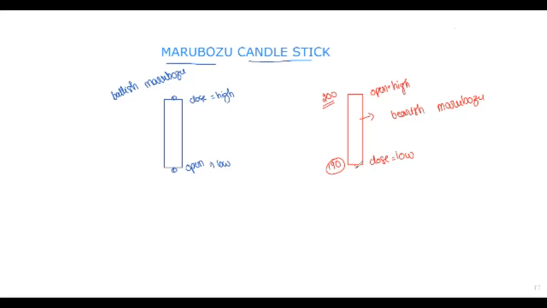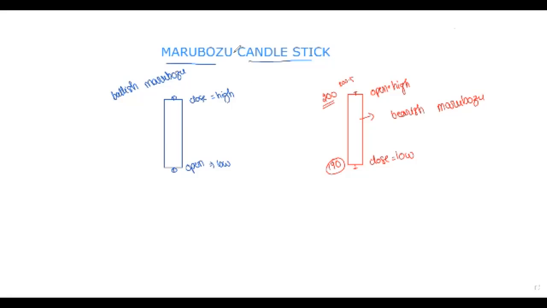If small wicks are there, you can neglect them. According to the definition, exactly this will not happen in the stock market. Suppose here we have taken 200, but the high is 200.5 or 200.6, a small variation. These are small wicks. You can consider this also as a Marubozu candlestick.